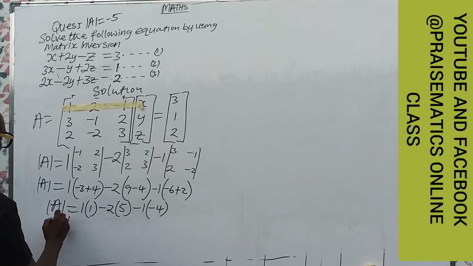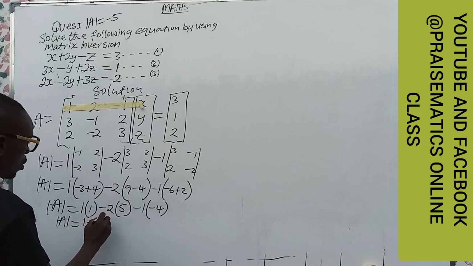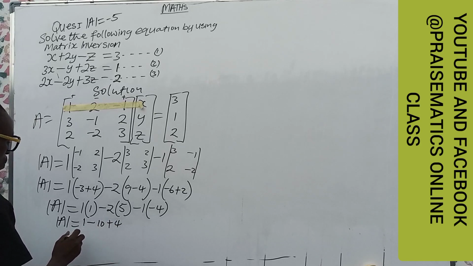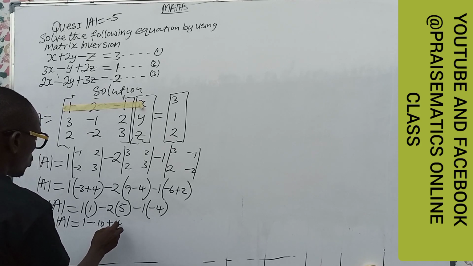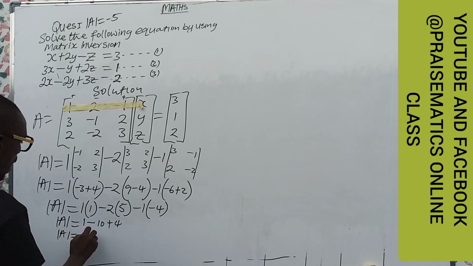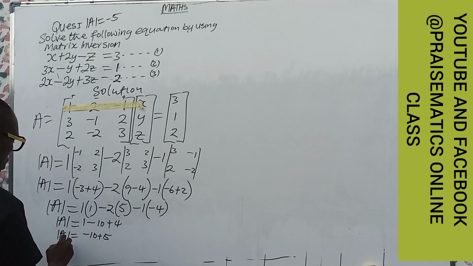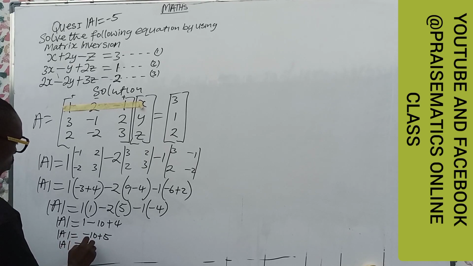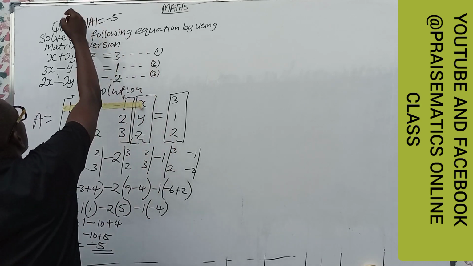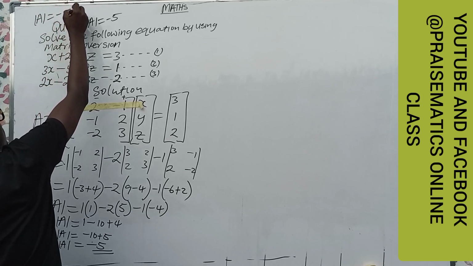Our A determinant is equal to 1 minus 10 plus 4. So when we add this, it means that our A determinant is equal to minus 10 plus 5, which is minus 5. So our A determinant is equal to minus 5.